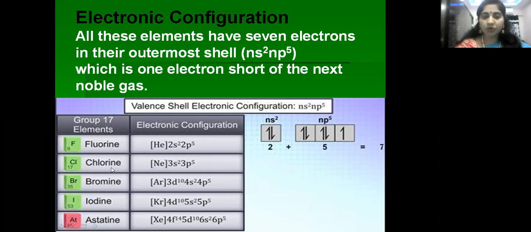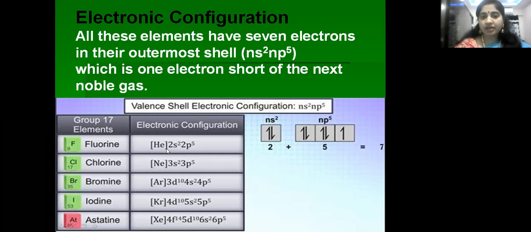Next, coming to chlorine. In chlorine, there is inner neon configuration, that is noble gas configuration, and in the outer shell it is having 3s2 3p5 configuration. So total how many electrons? 7 electrons in their outer shell. And what is the outer shell for chlorine? The third shell is the outer shell. So that's why it belongs to third period. Fluorine belongs to second period. So by seeing the outer shell, we can identify to which period this element belongs, right?